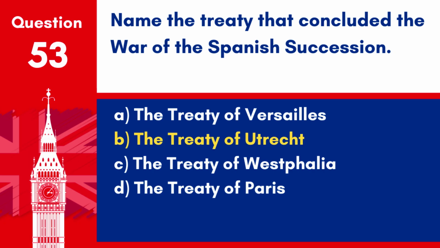Answer B. The Treaty of Utrecht. The Treaty of Utrecht in 1713 concluded the War of the Spanish Succession, leading to a balance of power in Europe and ending French expansionist policies.